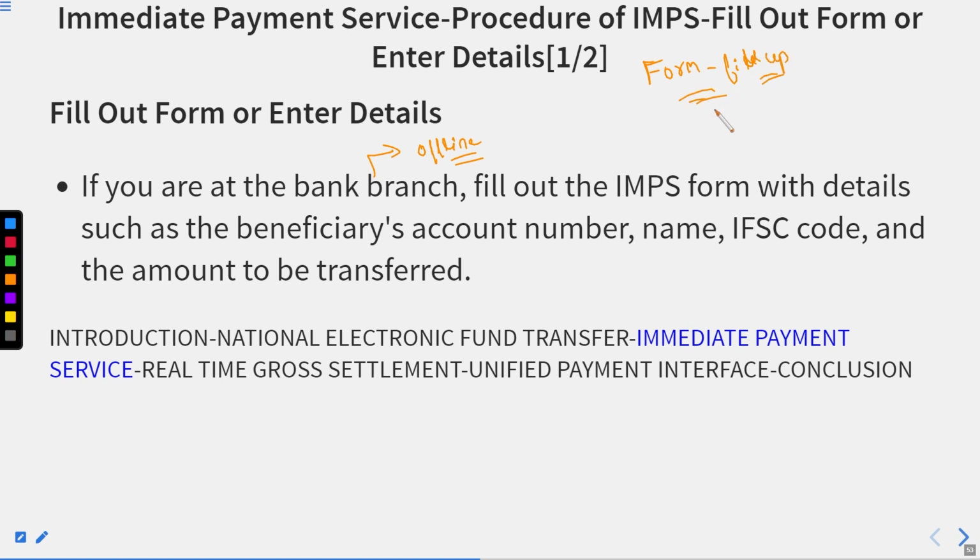In the form, you are required to mention details like the beneficiary name, his account number, IFSC code, and the amount which you require to be transferred.